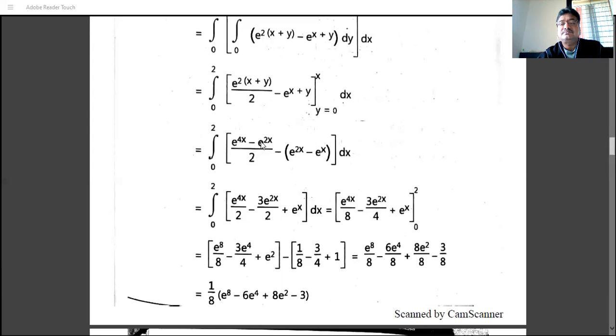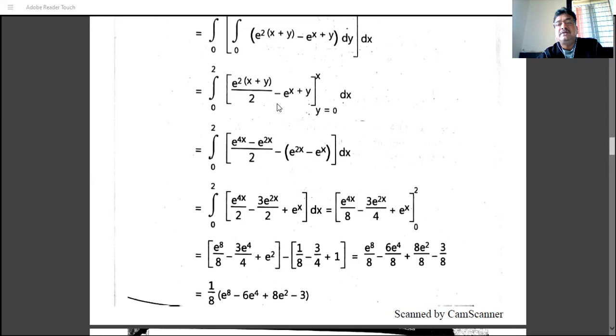minus, the division by 2 is only for this e raised to 4x divided by 2, minus out of this, then minus e raised to 2x. So here is the change: e raised to 4x by 2 minus e raised to 2x, minus, then again substitute x as 0 in this bracket. So this is the value at the upper limit, e raised to 4x by 2 minus e raised to 2x, minus the value at the lower limit of this bracket. So substitute x, y as 0.